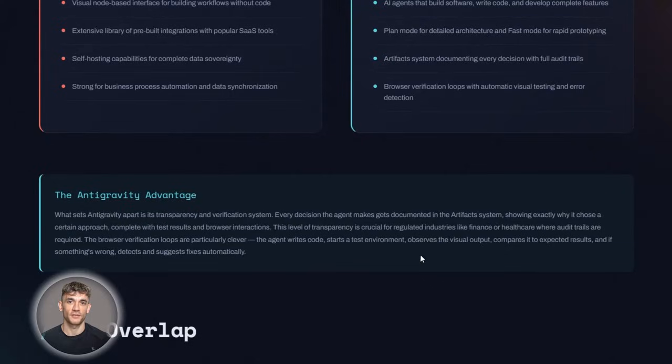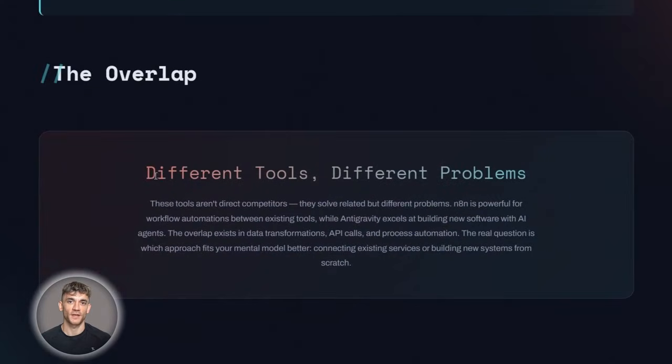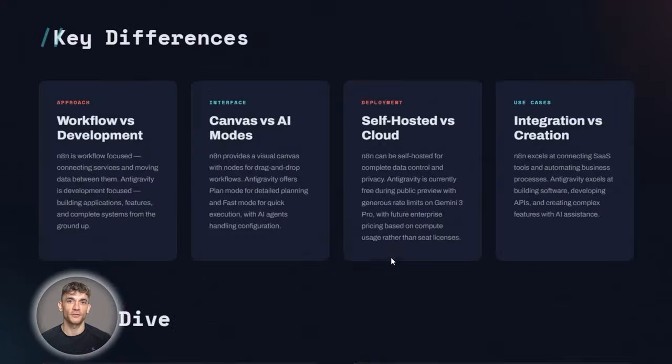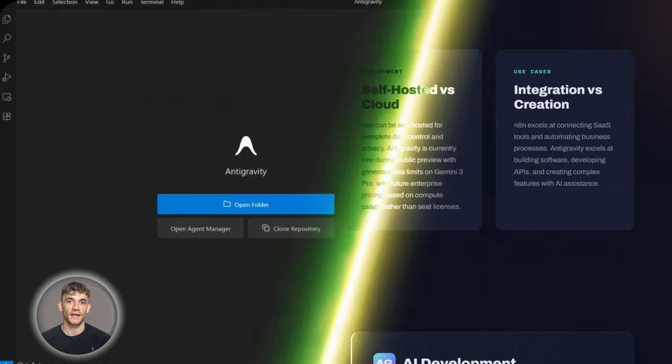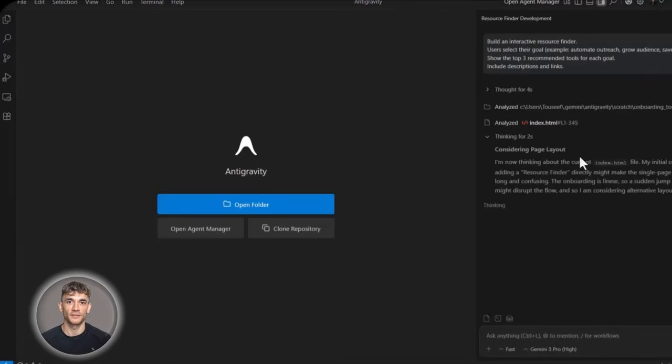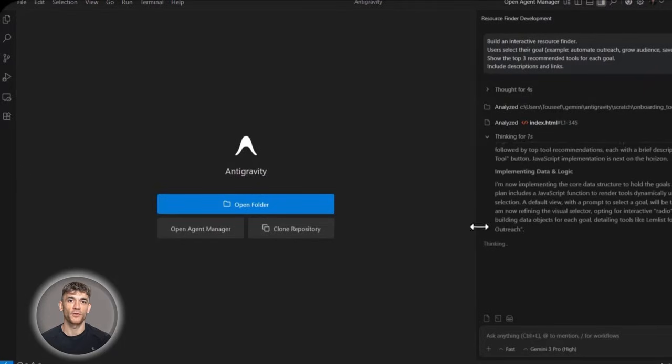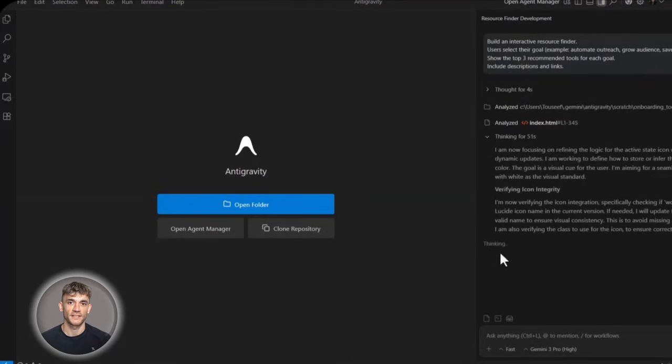Now let's address the elephant in the room. Will anti-gravity kill n8n? Probably not. n8n has over 200,000 active users, 3,000 plus enterprise customers, and a mature ecosystem. Plus, n8n is evolving with AI features, an AI assistant, workflow builder, and over 4,000 starter templates.